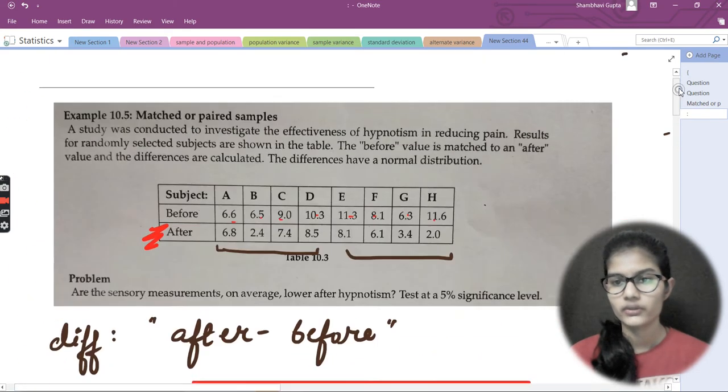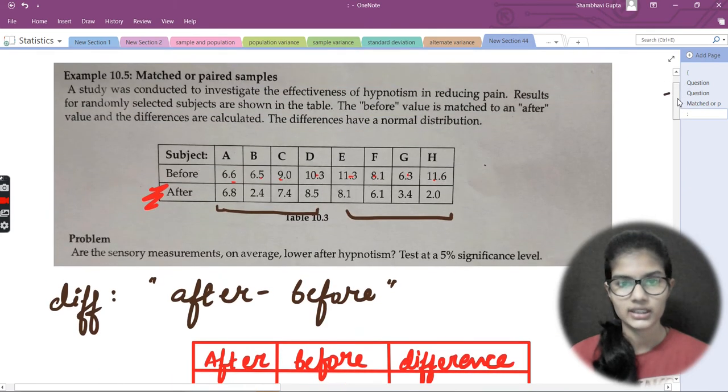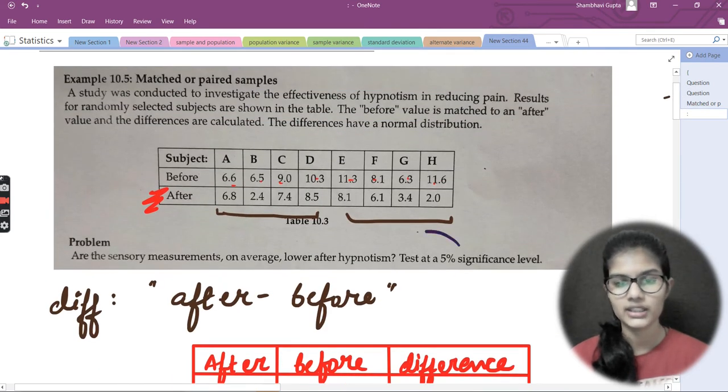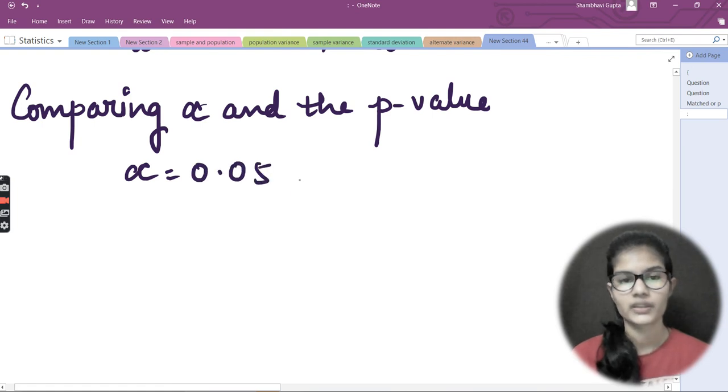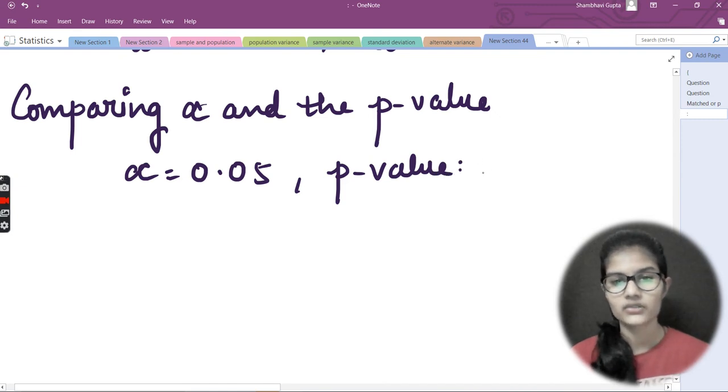So for alpha, where's that? We would just need to find it out, a test at a 5% significance level, right? We need to figure out this thing. So alpha would now be 0.05, right? And what about the p-value? My p-value would actually be 0.0095 that we had figured out.